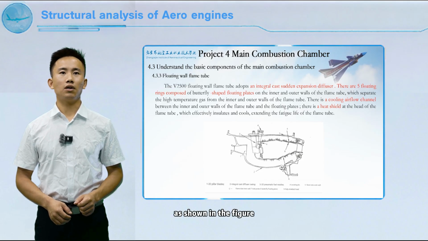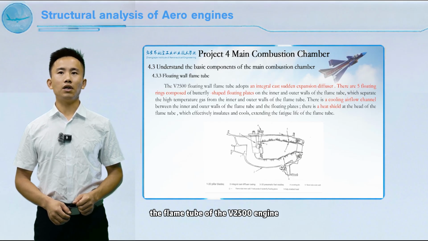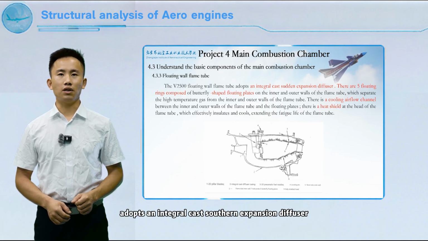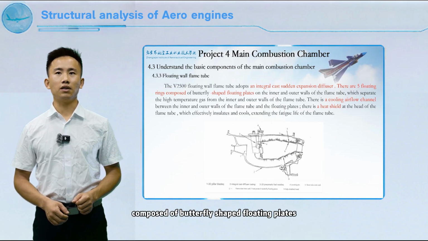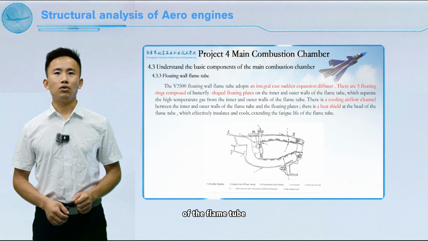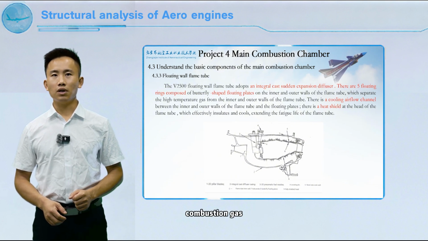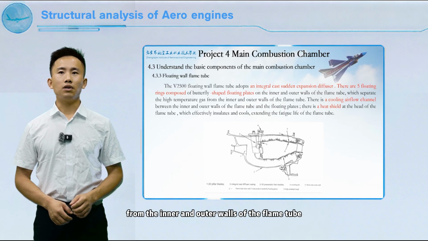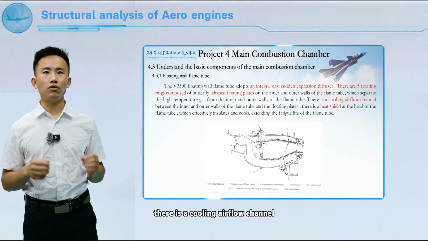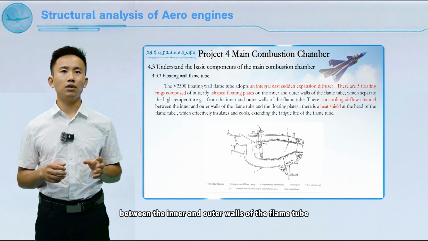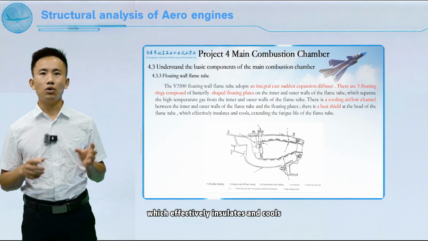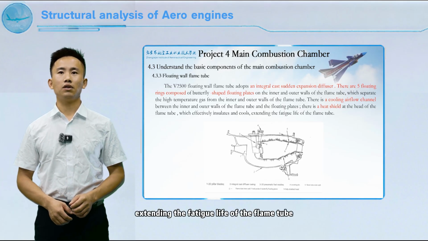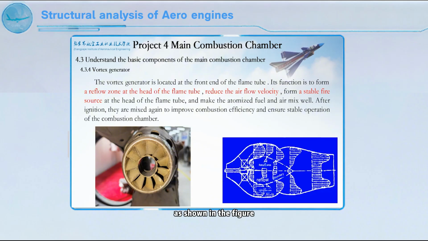As shown in the figure, the flame tube of the V2500 engine adopts an integral cast sudden expansion diffuser. There are 5 floating rings composed of butterfly-shaped floating plates on the inner and outer walls of the flame tube, which separate the high-temperature combustion gas from the inner and outer walls of the flame tube. There is a cooling airflow channel between the inner and outer walls of the flame tube and the floating plates. There is a heat shield at the head of the flame tube, which effectively insulates and cools, extending the fatigue life of the flame tube. As shown in the figure, there is a vortex finder at the front end of the flame tube.